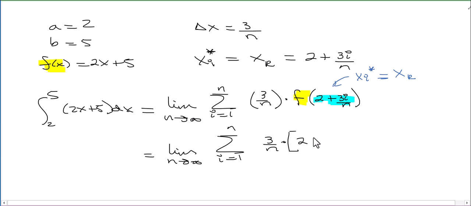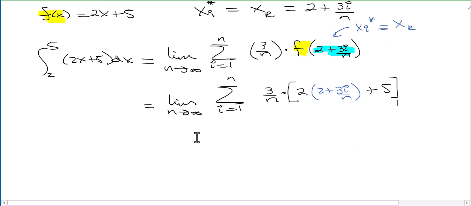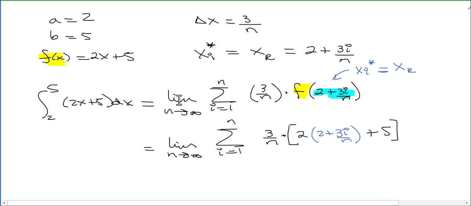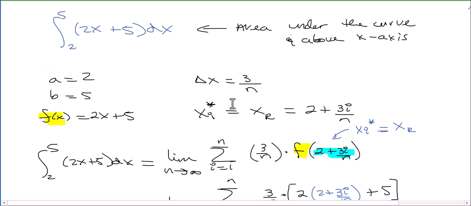And so I'm going to say 2 times x, so 2 plus 3i over n, and then plus 5. And when we evaluate a Riemann sum, one of the first things is write the Riemann sum and then evaluate the function, right? Evaluate your endpoint that you're using. In this case, we're using the right endpoint. Evaluate it into the function.